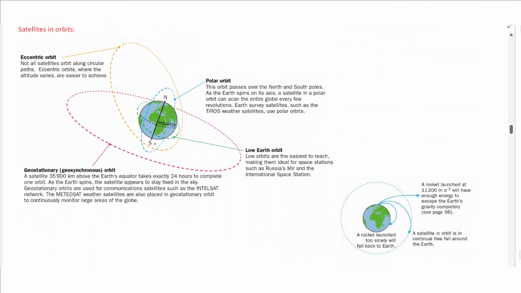Now there are many types of orbits. In our syllabus, we have to focus on one particular type of orbit. It is called the geostationary orbit. It is above the equator. It is always a fixed distance above the equator, and it has the same angular velocity or angular speed as the planet. It rotates in the same direction as the planet and with the same angular speed. So it appears to be always above the same point on the planet.